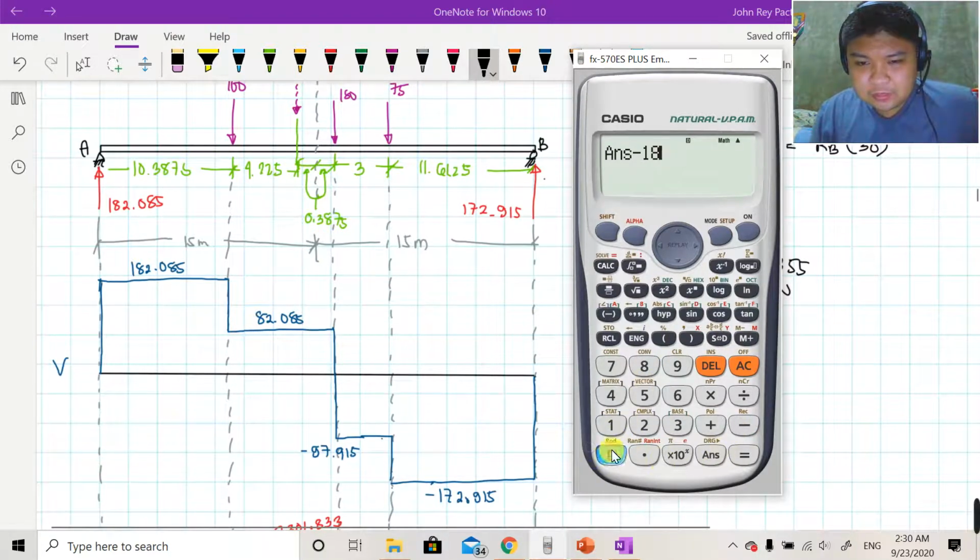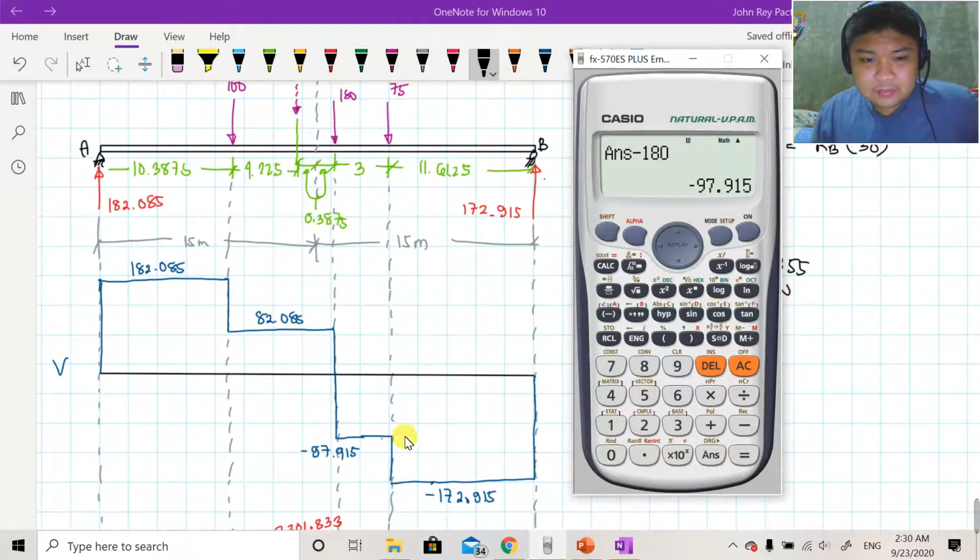Pero, dire-diretso, minus 180 ulit. Ang sagot natin ay negative 97.915. Then, minus 75 ulit is negative 172.915. Plus 172.915, magko-close ang shear diagram.